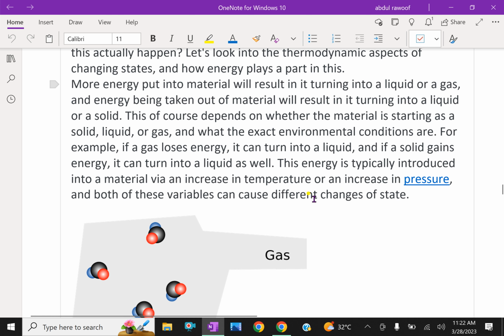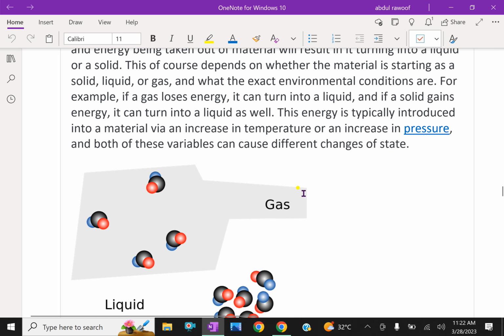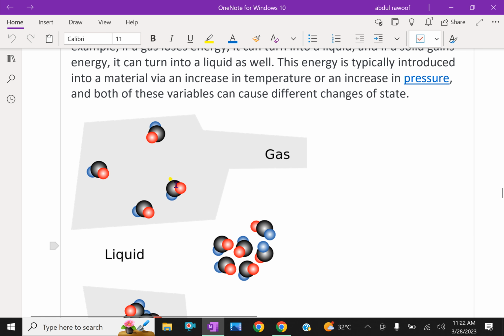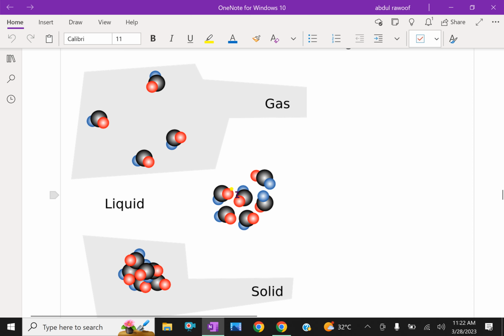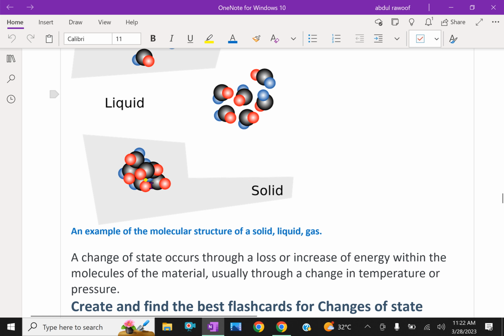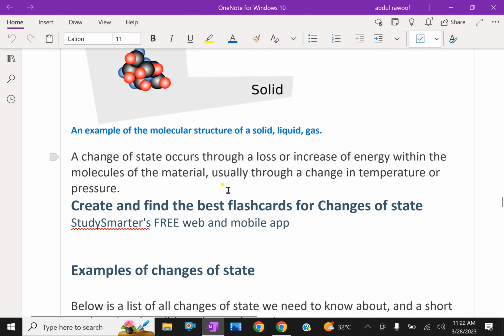This energy is typically introduced into a material via an increase in temperature or an increase in pressure, and both of these variables can cause different changes of state. The main causes of change of state are pressure and temperature. Here in the gaseous state, the molecules are far away, in liquids they are nearer than in the gaseous state, and in solids they are very near, touching together. A change of state occurs through a loss or increase of energy within the molecules of the material, usually through a change in temperature or pressure.